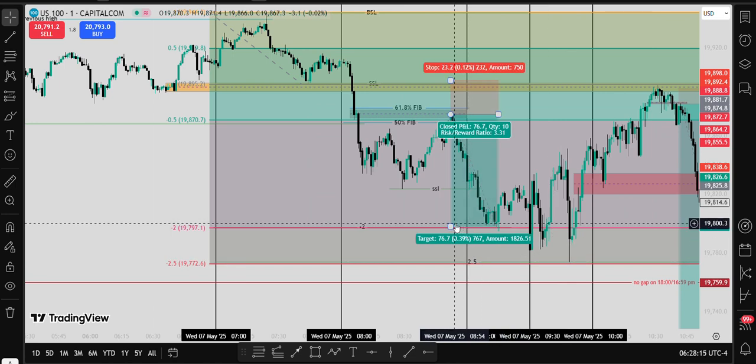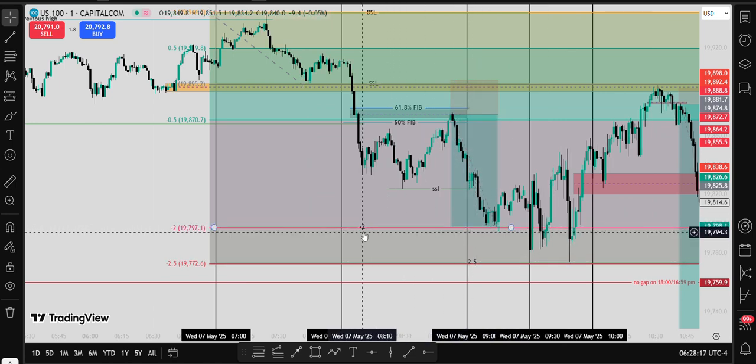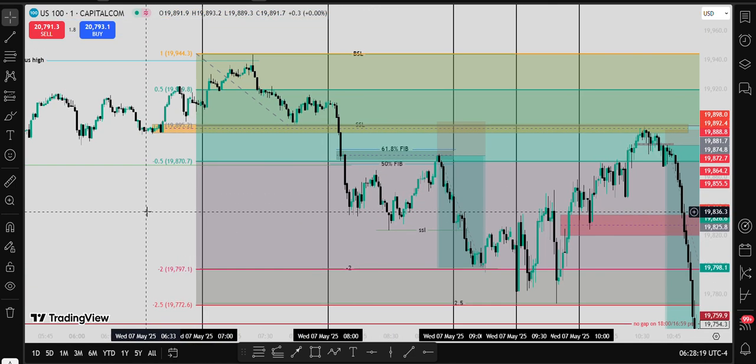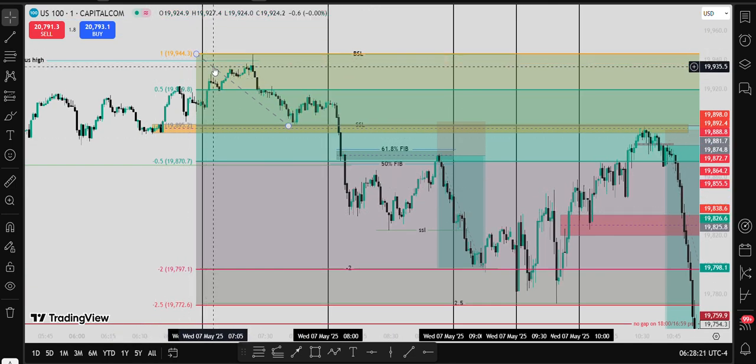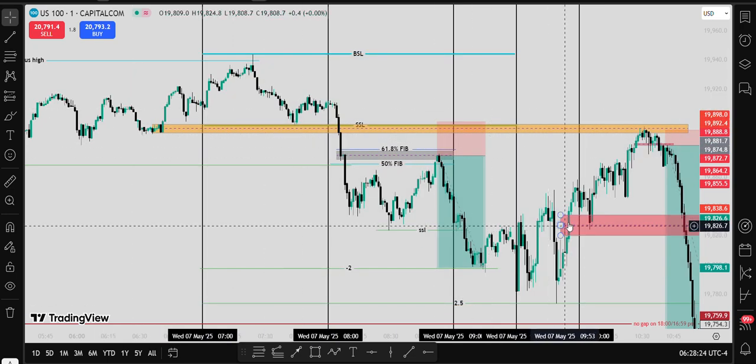But we always take the low hanging fruit, which is negative 2 standard deviation. That was our first trade. Let me just take this thing out so that we can see clearly.